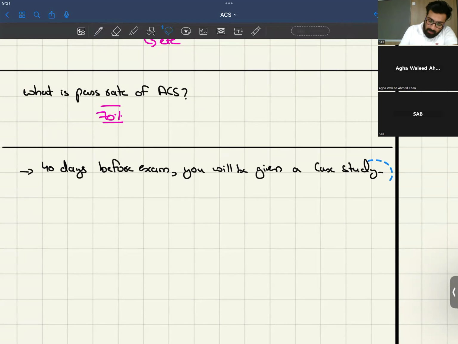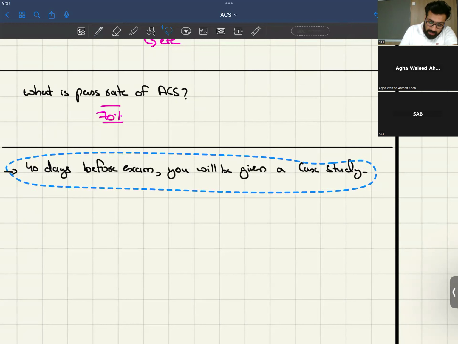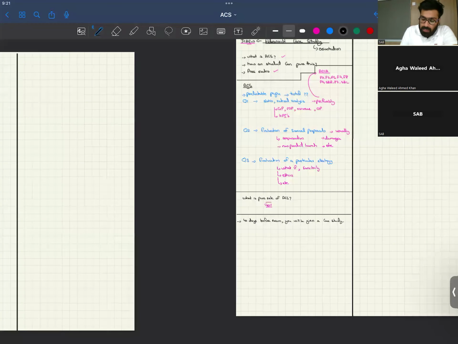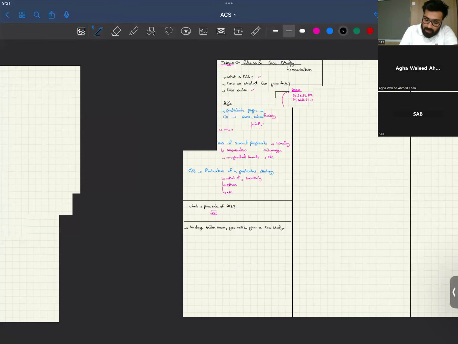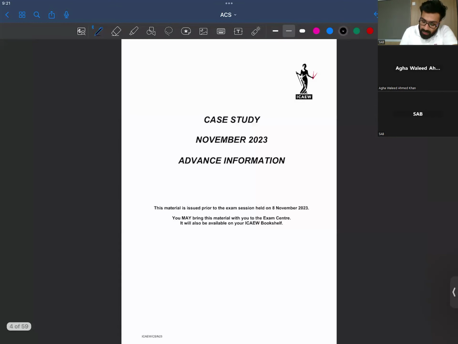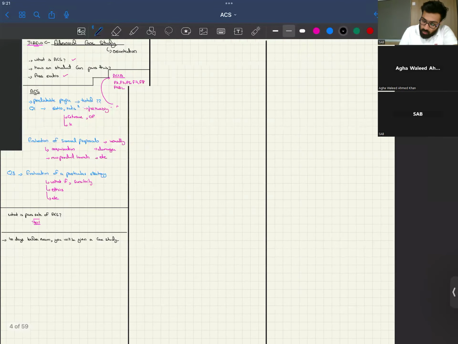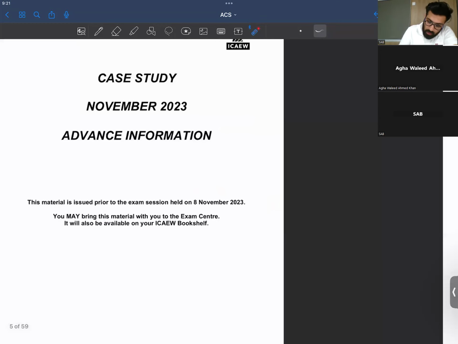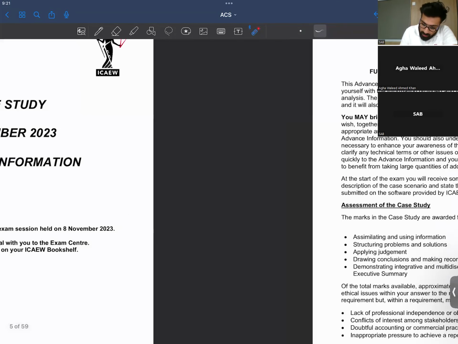40 days before the exam, you will be given a case study in the ICAEW portal. They might email you. This is the last attempt's case study. I wanted to show you that. The material is issued prior to the exam session, and you may bring this material with you to the exam center. See, Fulsome Digital Marketing.